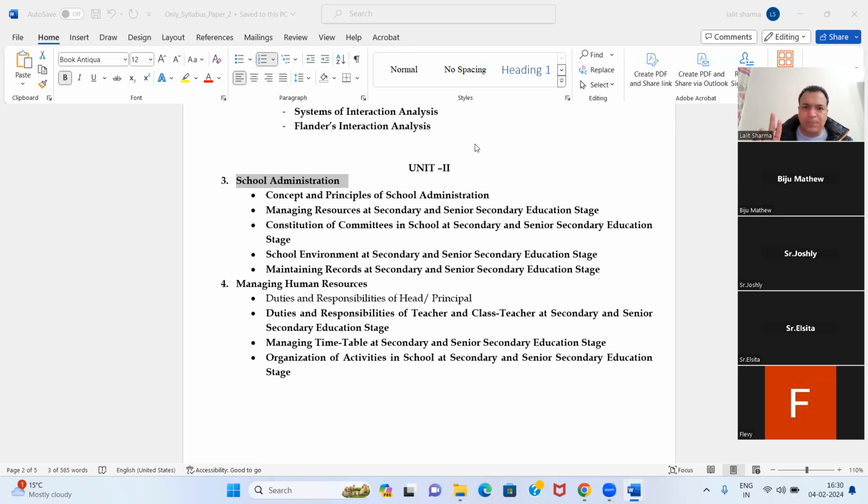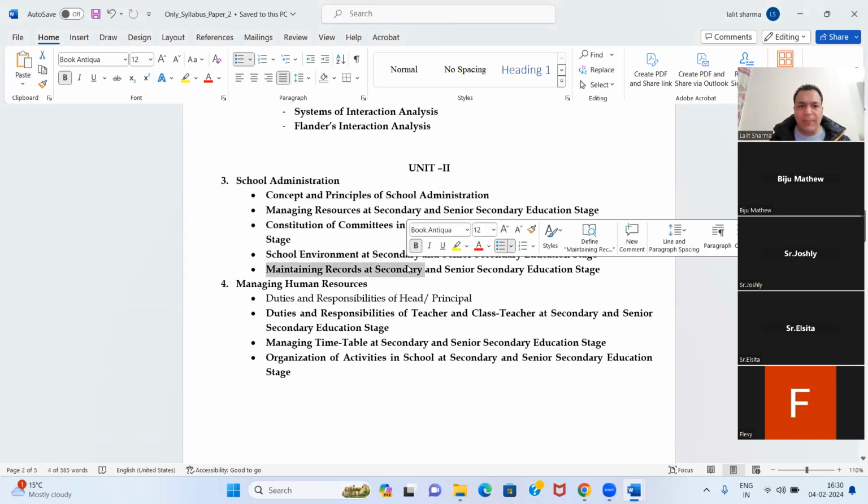First we have already done. Second and last paper is left. Today we are discussing, and after the class I will send you the notes. Notes I have already prepared, right? So you can see the concept and principle of school administration, managing resources, school environment, maintaining records. Very easy, right?